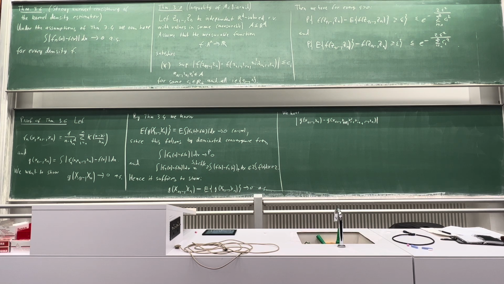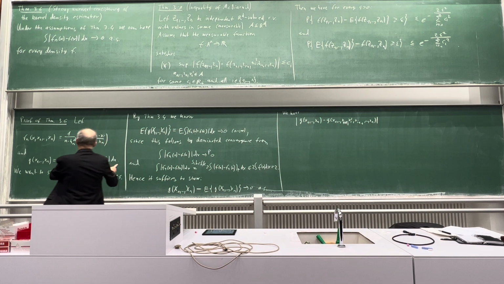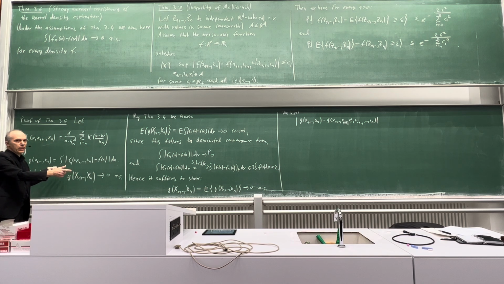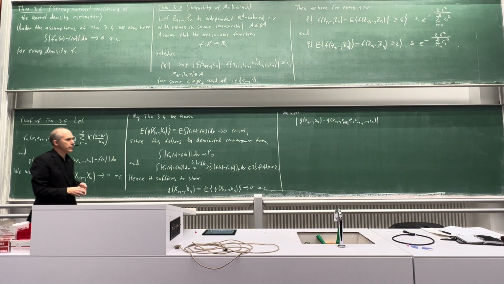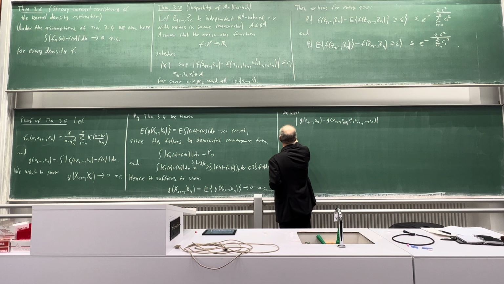So you plug in the definition of g, which is just this integral. Then you see the difference of the two integrals is just the integral of the difference. Then you have the absolute value of it, and the absolute value of some integral is less than or equal to the integral of the absolute value of the function which you integrate.